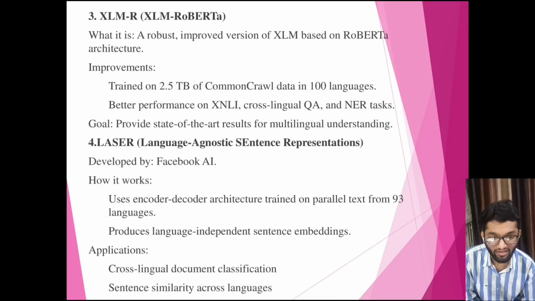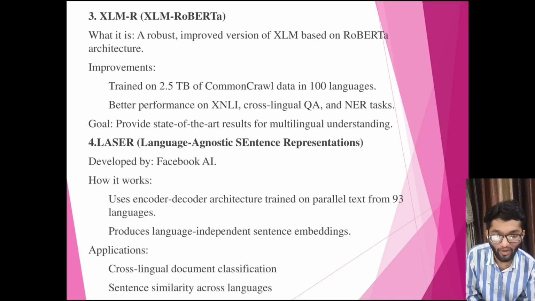The fourth one is LASER, language-agnostic sentence representations. Developed by Facebook AI. How it works? Uses an encoder-decoder architecture and is trained on parallel text from 93 languages to generate language-independent sentence embeddings. Applications are cross-lingual document classification. Classifying documents in different languages with a single model. And second one is sentence similarity across languages. Comparing sentence meaning in different languages by leveraging a common embedding space.